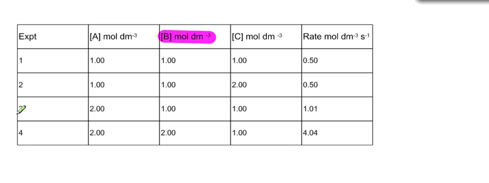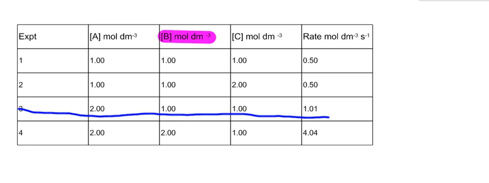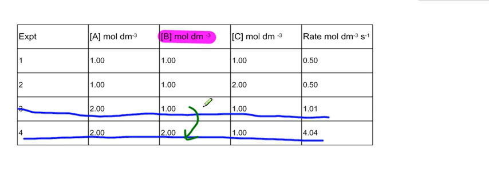If I've got my highlighter being nice to me, no, it's not going to, is it? Well, I'll underline it anyway. So I've got experiment 3 and experiment 4. And what we can see from here is that as I times the concentration of B by 2, it goes from 1 to 2, the rate of reaction itself goes from 1 to 4. It's times by 4.